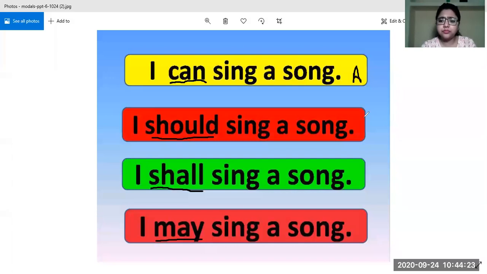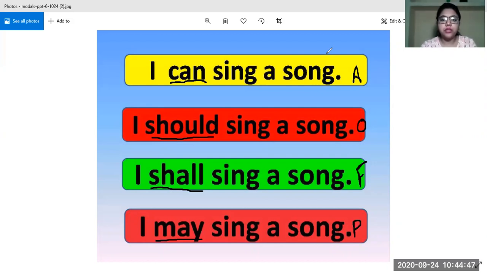I should sing a song. This is an obligation. Then I shall sing a song. Here I'm talking about a future event, that maybe in the future I'll be singing a song, right? And the last one, I may sing a song. It is talking about possibility. It's not sure that I'm going to sing a song, but I may sing a song or I may not sing a song, right?